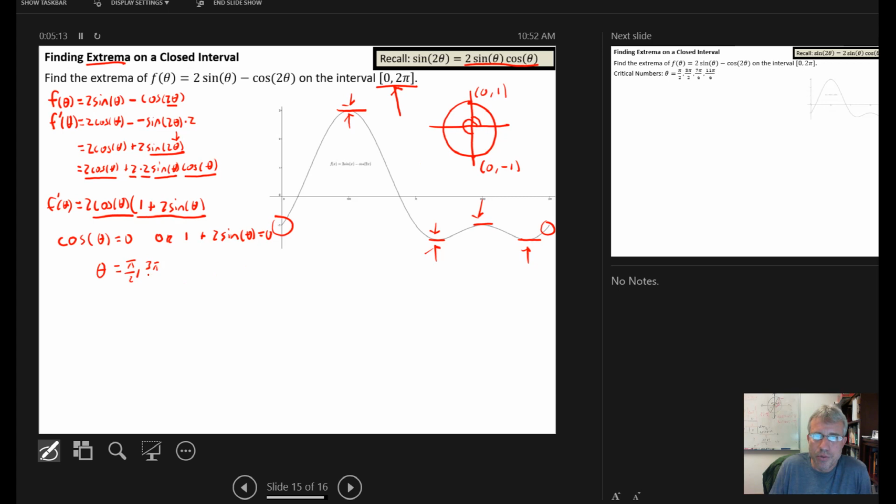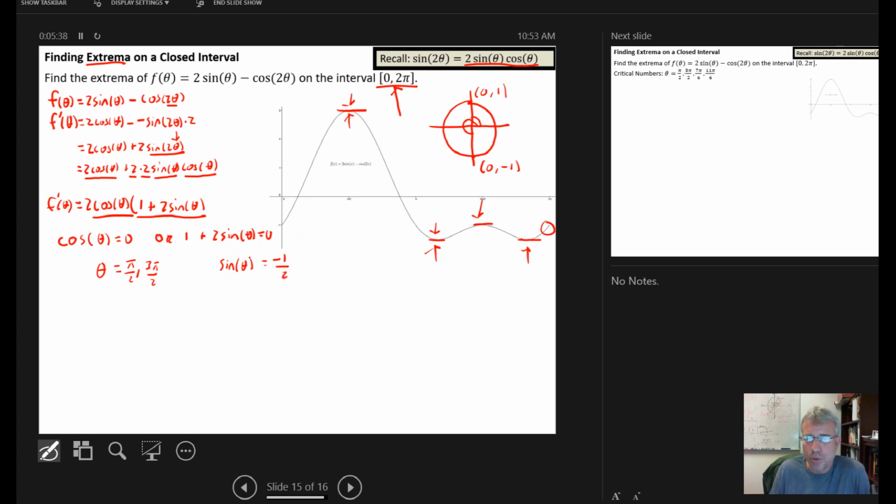So 3 pi over 2 is a solution for cosine theta equals 0 on the interval from 0 to 2 pi. And now I need to solve this one as well. So I would subtract 1 from both sides and then divide by 2. So we see that the sine of theta needs to equal -1/2 from subtracting the 1 from both sides and then dividing by 2 to isolate the sine function.